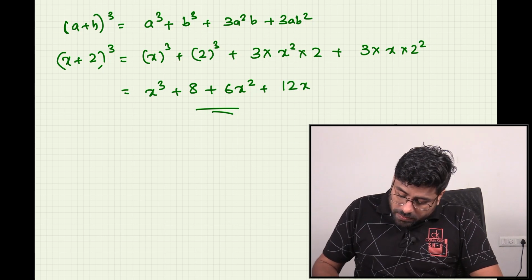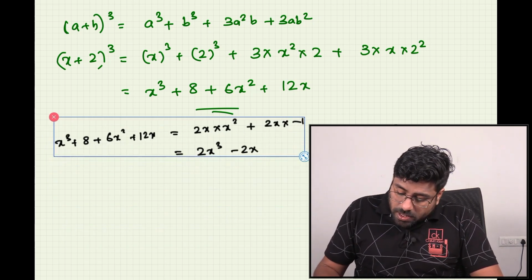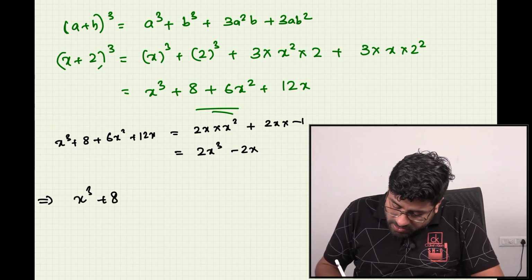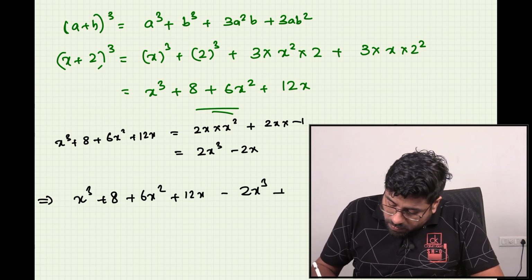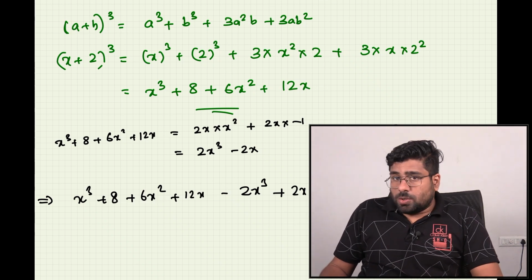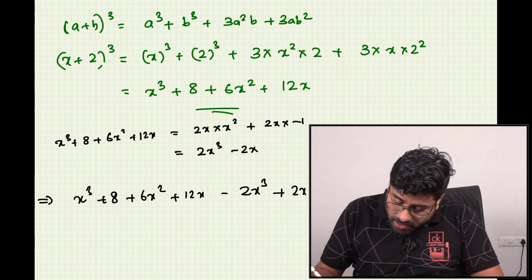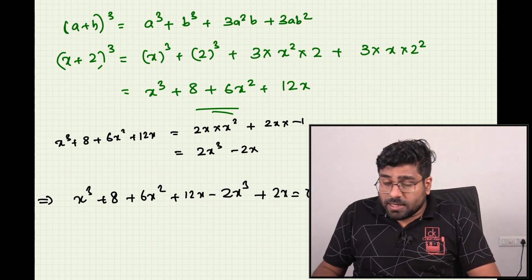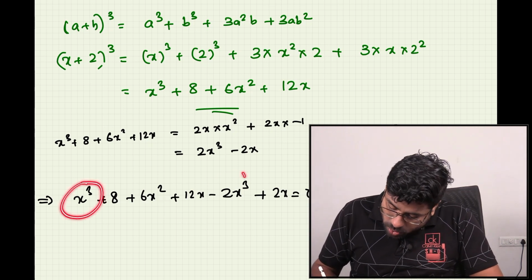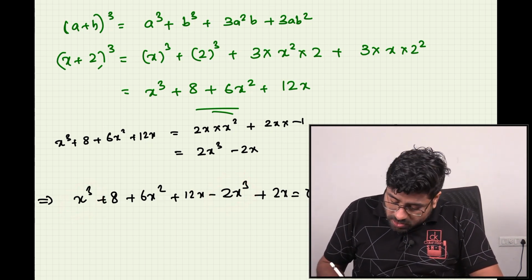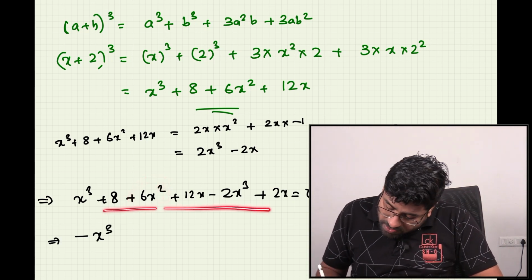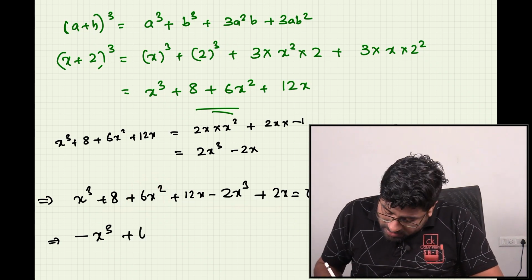We'll do it in the next page. Yes, this is the expression that I've got. Let's do the simplification. So when I'm doing the simplification, this is going to be x cube plus 8 plus 6x square plus 12x minus 2x cube plus 2x is equal to 0. Now I just moved it so that you can see it clearly. Now I can see that these are the two common expressions. So x cube minus 2x cube is going to be minus x cube. Here you have a 6x square and you don't have any square term. So that is going to be plus 6x square.